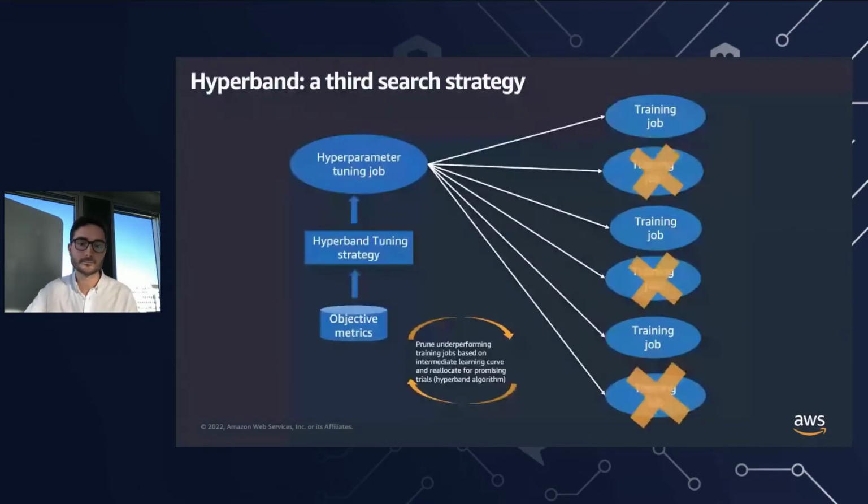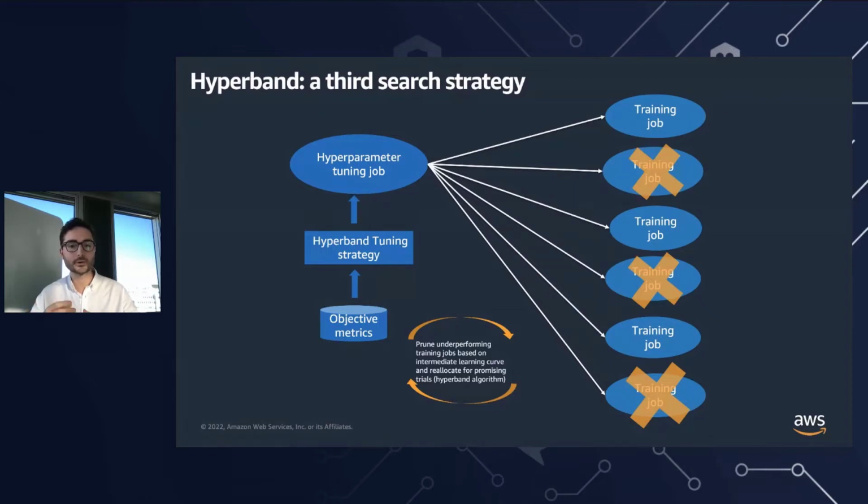We recently launched in SageMaker automatic model tuning a third search strategy on top of random search and Bayesian search. This is Hyperband. Hyperband is another search strategy which makes the following improvement. When you have many different hyperparameter evaluations, you may not necessarily need to train each one to full completion.